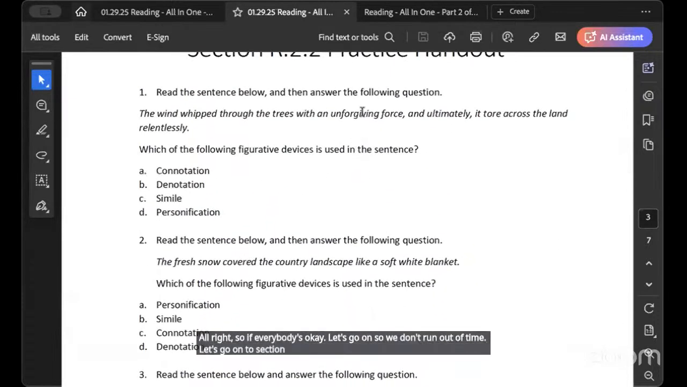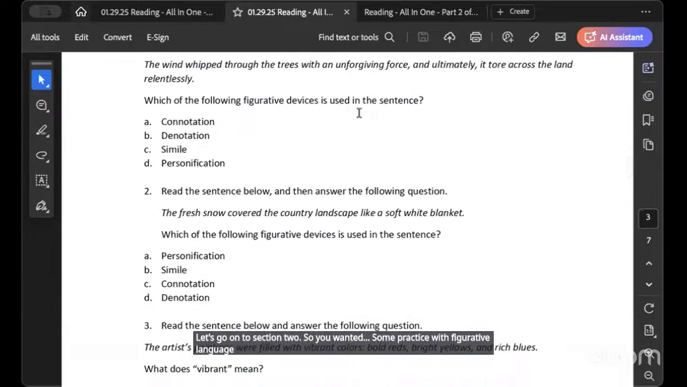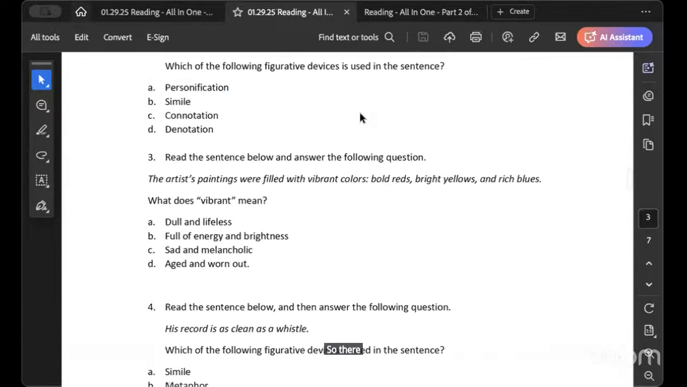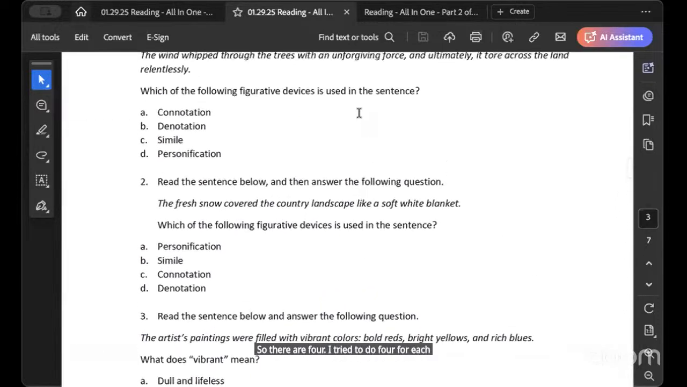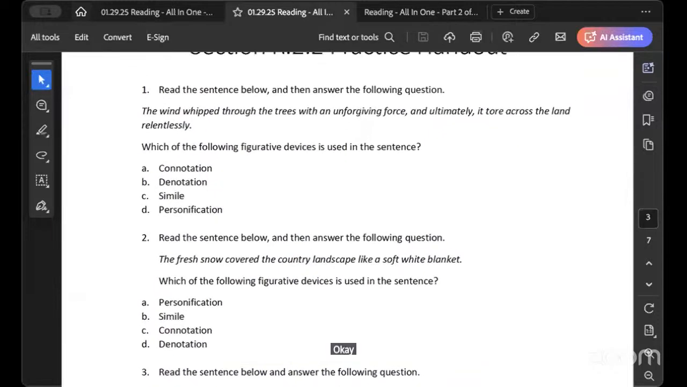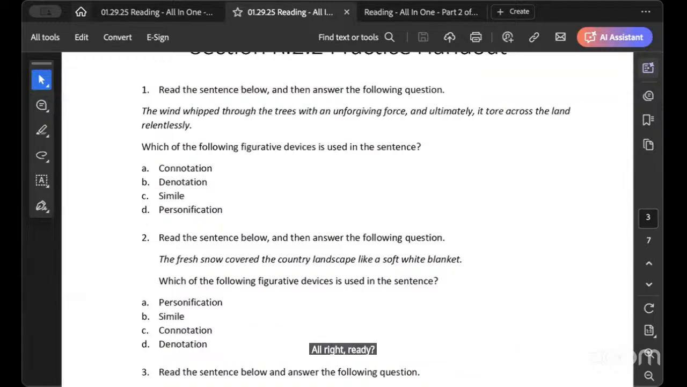So you wanted some practice with figurative language. Well, guess what? You got it. There are 4. I tried to do 4 for each section. So there's 4 right here. Go through, and I'm only going to put 2 minutes on the timer for this one. Let's see how we do, okay? All right, ready? Set. Go.